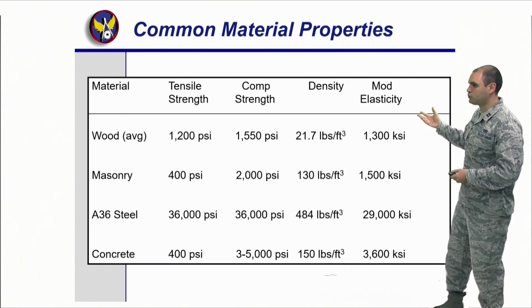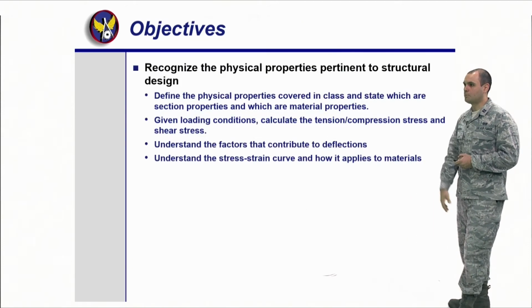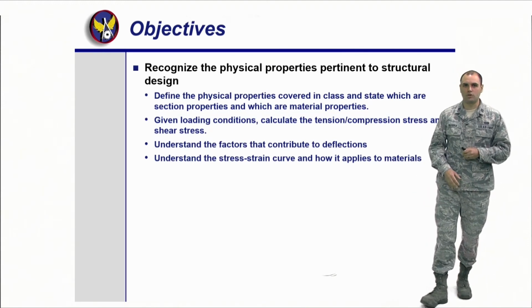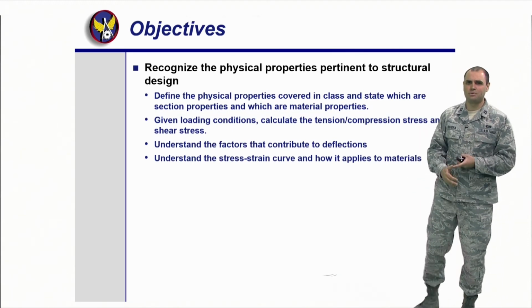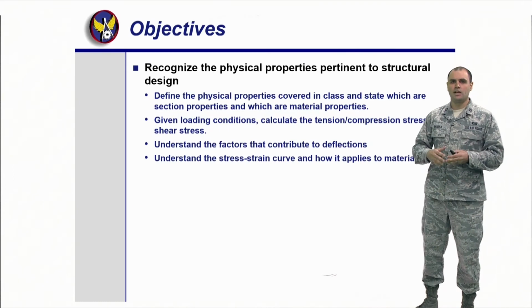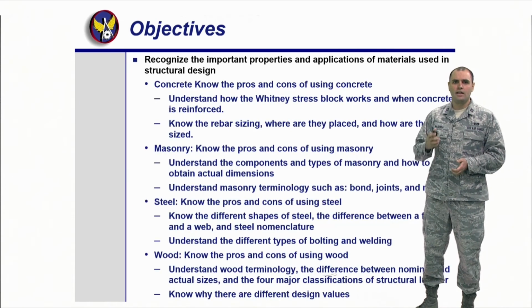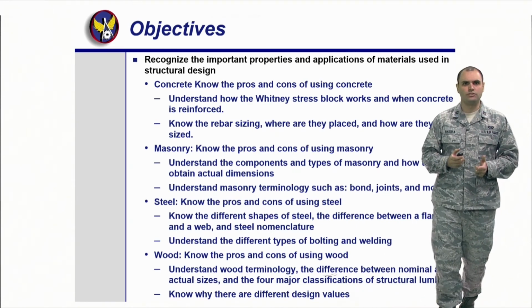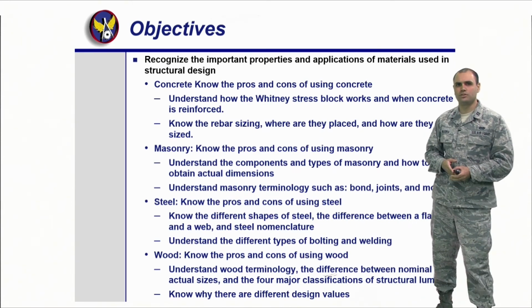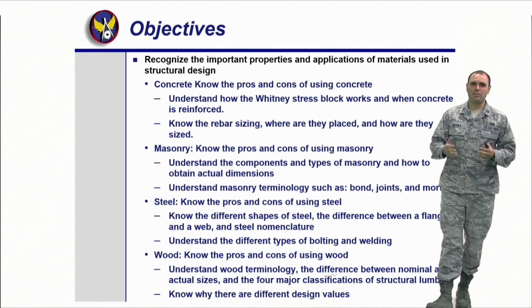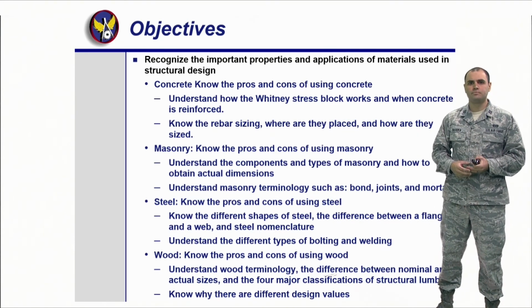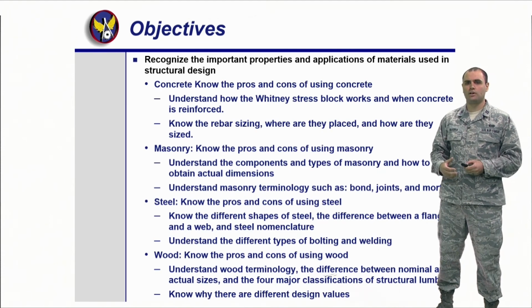So just to kind of put in perspective all we've talked about, the common material properties. Hopefully by now you recognize the physical properties pertinent to structural design. Right? I talked about the section properties, material properties, and different aspects of it, how they apply. And finally, recognize the important properties and applications of materials used in structural designs. Basically, there's pros and cons for all the materials. And I kind of went a little bit over the nomenclature of each one: concrete, masonry, steel, and wood. So hopefully by now you get a good startup.